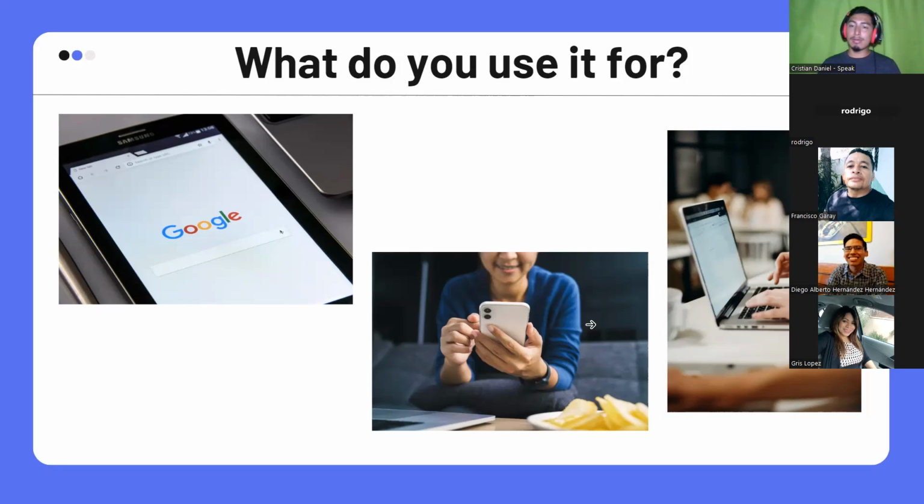Okay, that's nice. Well, this is something interesting, that you use it mostly for work, to send messages or to check some messages, also to check your employees. Those are great activities. Guys, all of you told me about your activities.